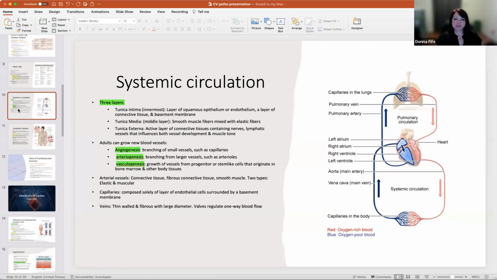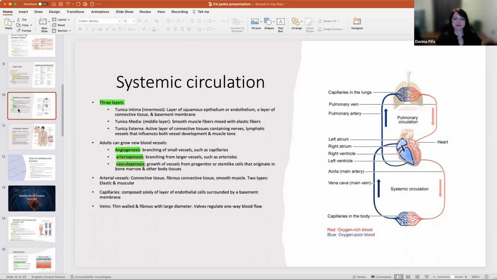It's called angiogenesis when there's the branching of small vessels, such as capillaries. Arteriogenesis is the branching of larger vessels, such as arterioles. And vasculogenesis, which is the growth of vessels from progenitor or stem-like cells that originate in bone marrow or other body tissues.